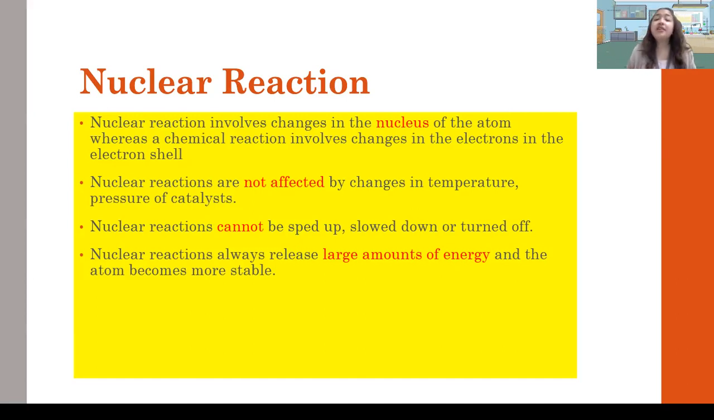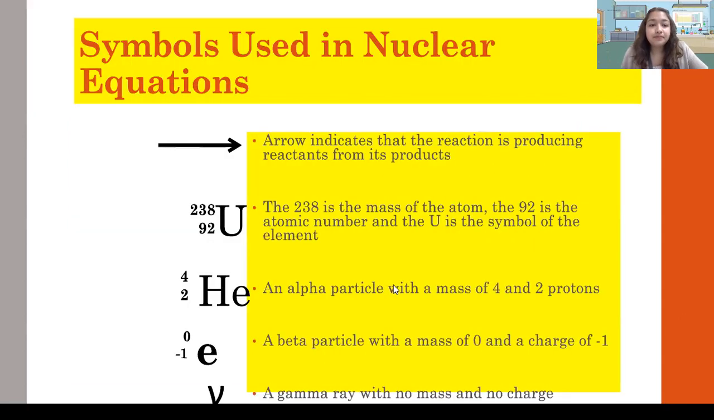Nuclear reactions are not affected by changes in temperature or pressure. So changing the temperature or pressure is not going to make it speed up or slow down, which also brings us to the next point, right? Once our nuclear reactions start, we cannot change them. We can't speed them up. We can't slow them down. We can't say, you know what, never mind, turn it off. Cannot be done. And nuclear reactions always release a lot of energy so that the atom becomes stable.